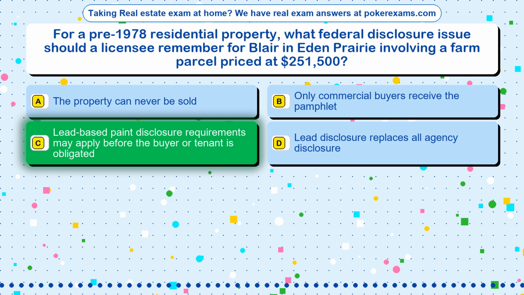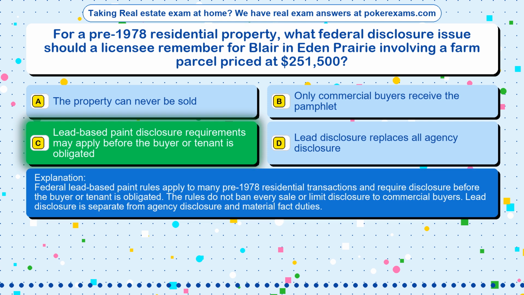The correct answer is option C. Lead-based paint disclosure requirements may apply before the buyer or tenant is obligated. Federal lead-based paint rules apply to many pre-1978 residential transactions and require disclosure before the buyer or tenant is obligated. The rules do not ban every sale or limit disclosure to commercial buyers. Lead disclosure is separate from agency disclosure and material fact duties.